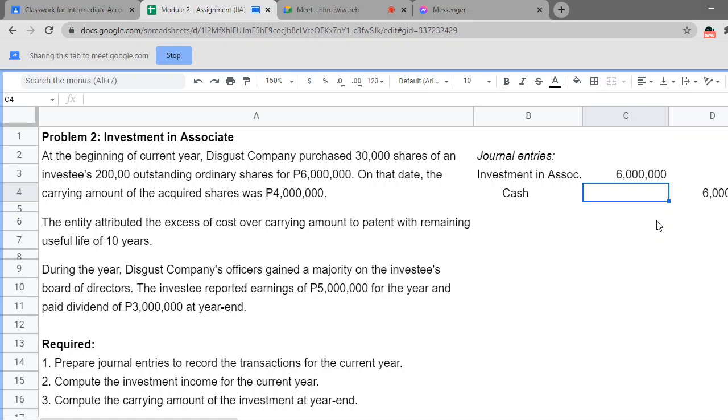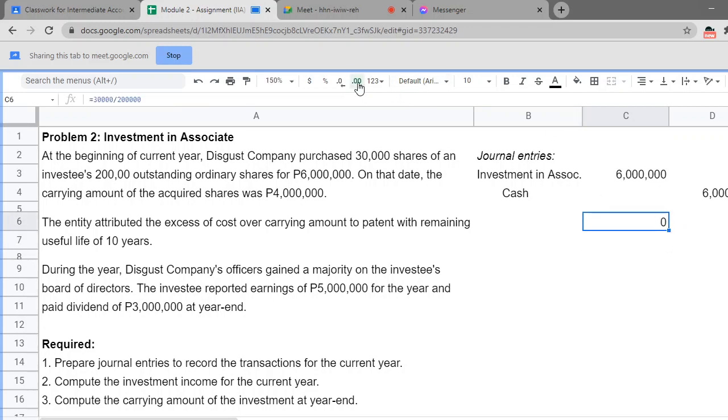So, later, magamit na to na siya nga information. Now, during the year, disgust company's officers gained a majority on the investee's board of directors. So, kung inyong napansin, hindi siya aabot ng 20% significant influence, di ba? 20% interest. It's 30,000 divided by 200,000 nga total shares outstanding.